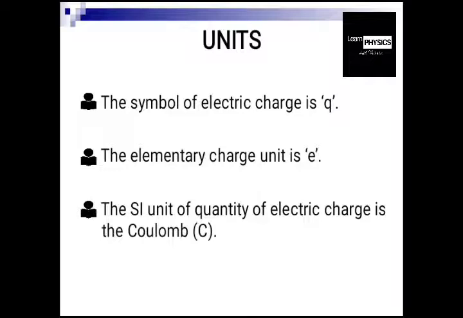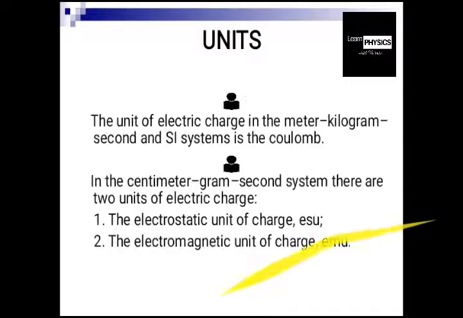Let's talk about units of electric charge. The symbol for electric charge is usually Q. The elementary charge unit is e, but the elementary charge unit is not the standard SI unit. The SI system uses the coulomb as the standard unit of charge. The unit of electric charge in the meter kilogram second and SI systems is the coulomb. In the centimeter gram second system, there are two units of electric charge, the electrostatic unit of charge, ESU, and the electromagnetic unit of charge, EMU.